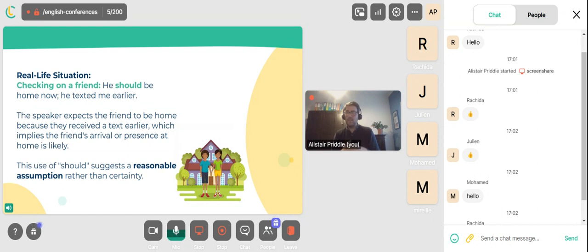He should be home now. He texted me earlier. Now, if it is certain, I would change it to he must be home now. He texted me earlier. This is stronger and implies a certainty. So these slight differences can change our understanding.